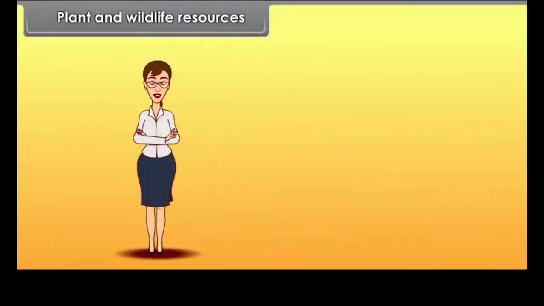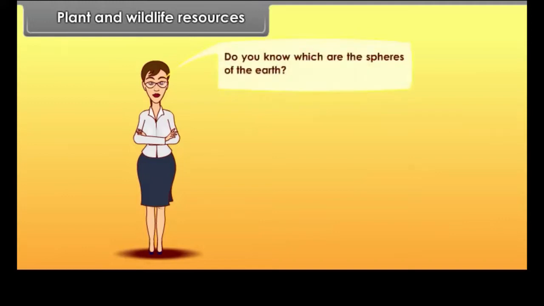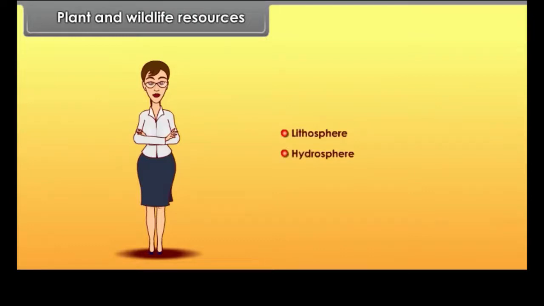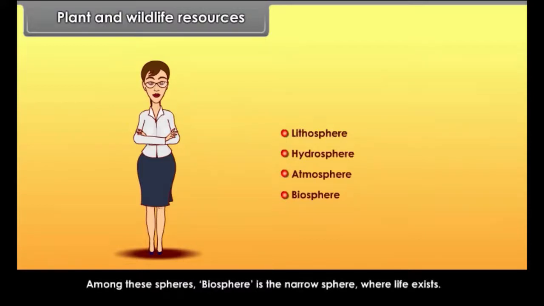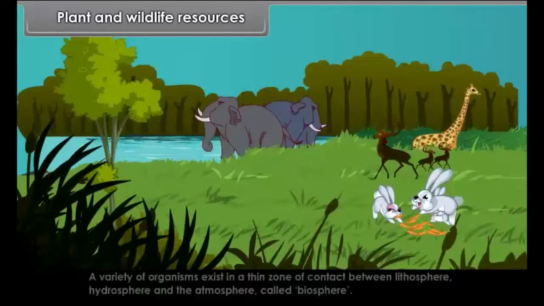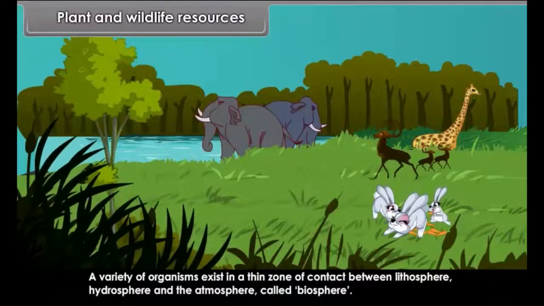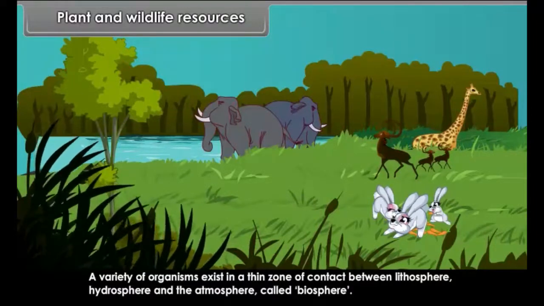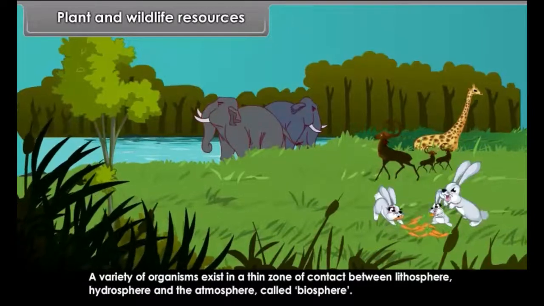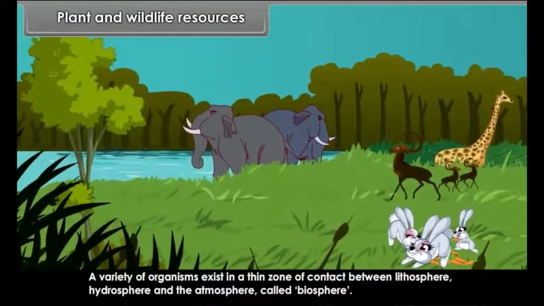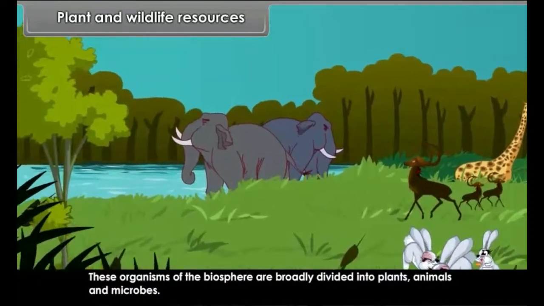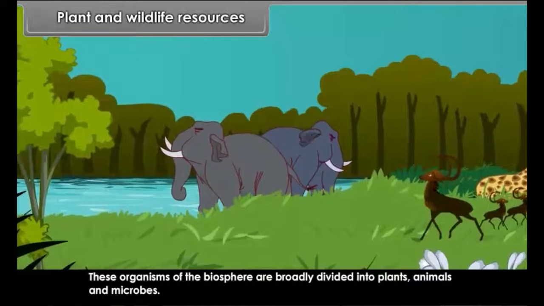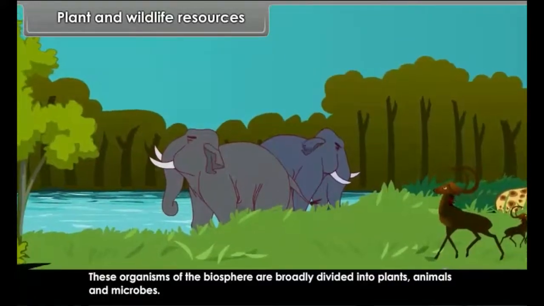Plant and wildlife resources. Do you know which are the spheres of the earth? Lithosphere, hydrosphere, atmosphere and biosphere. Among these spheres, the biosphere is the narrow sphere where life exists. A variety of organisms exist in a thin zone of contact between the lithosphere, hydrosphere and the atmosphere, called the biosphere. These organisms of the biosphere are broadly divided into plants, animals and microbes.